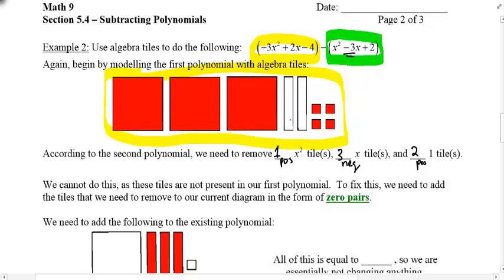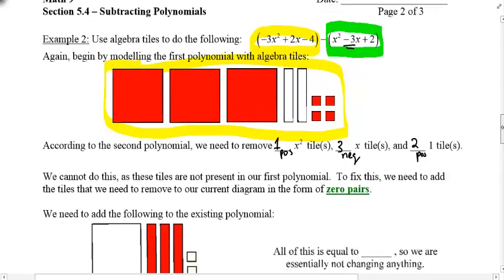Same thing with here. I see 2 positive tiles, but I'm supposed to remove 3 negatives. I can't see it. How do I get rid of it? And then over here, 2 positive 1 tiles, the small squares. I don't see any positive 1 square tiles. I'm in trouble. So it's not as simple as the previous example now. But to fix this, here's the trick.